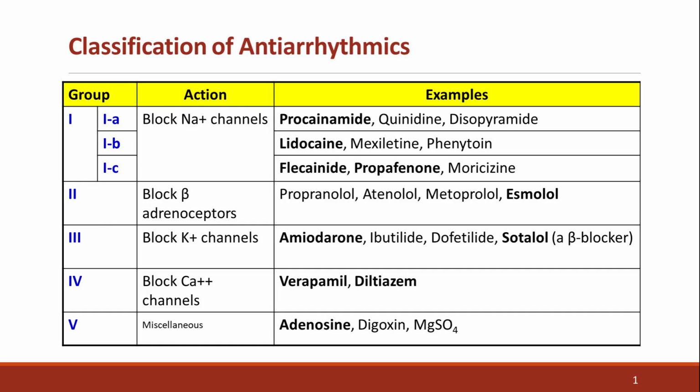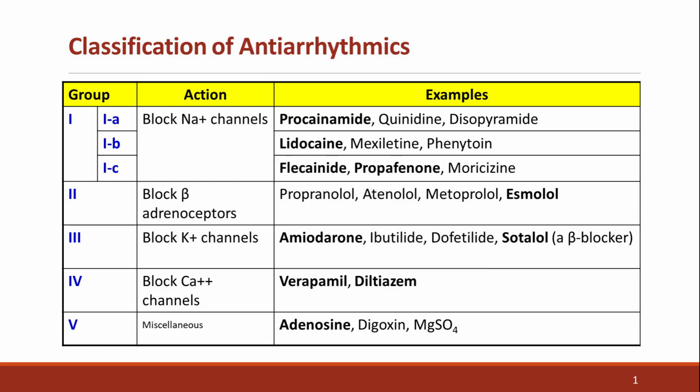Class 2, beta-adrenoceptor blockers. Examples: propranolol, atenolol, metoprolol, esmolol. They reduce sympathetic drive, slowing SA and AV nodal conduction. Class 3, potassium channel blockers. Examples: amiodarone, ibutilide, dofetilide, sotalol. Sotalol, although a beta blocker, is classified here due to its dominant potassium blocking effect.